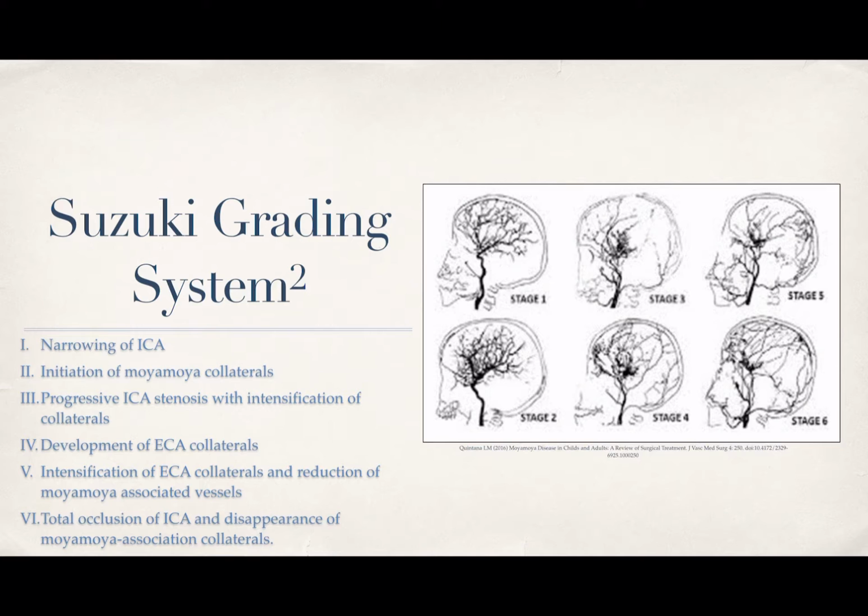So stage 1, you're going to get that internal carotid narrowing. So patients are usually asymptomatic at this time, and they don't really know what's going on just yet. By stage 2, you're starting to get those Moyamoya collaterals, and it's going to continue to progress. But by stage 4, this is when the external carotid artery as well starts to develop collaterals to compensate for the inadequate amount of blood flow. Then by stage 6, you're going to have total occlusion of that internal carotid artery system, and all the Moyamoya associated collaterals are gone by this time, and really the main reason we're getting perfusion at this time is because of that external carotid artery and that vertebral basilar system.